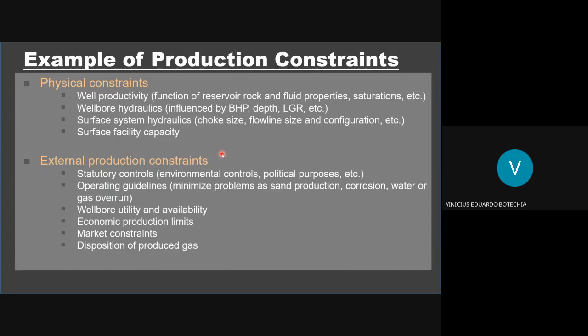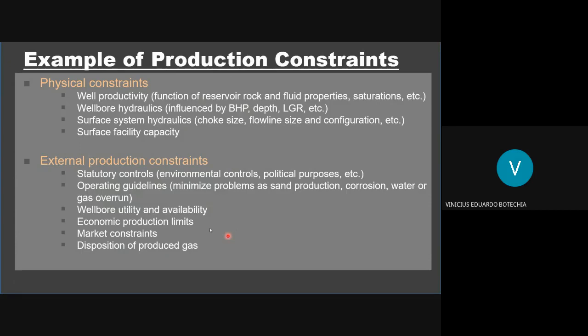These are constraints related to the physical limits themselves, right? Because it's related to, for instance, the radius of the well, how much fluid the well can deliver, and so on. And you have external production constraints, for instance, statutory controls, environmental regulations, political purposes, etc. There are operating guidelines to minimize some problems you can have in wells, such as corrosion. You have the availability of the wells, the platform, and the facilities in general. You have the limit of economic production, and sometimes your production can become uneconomic.